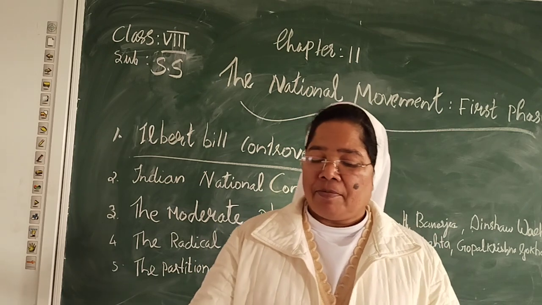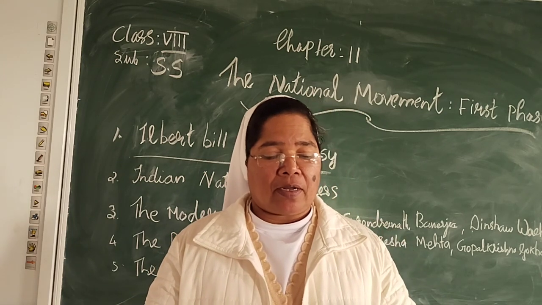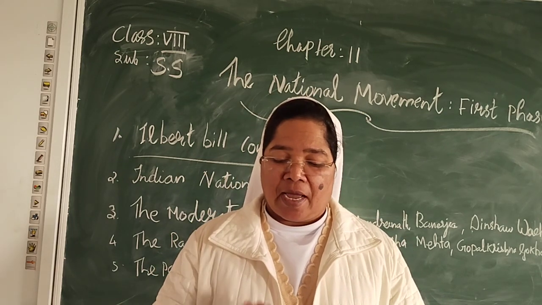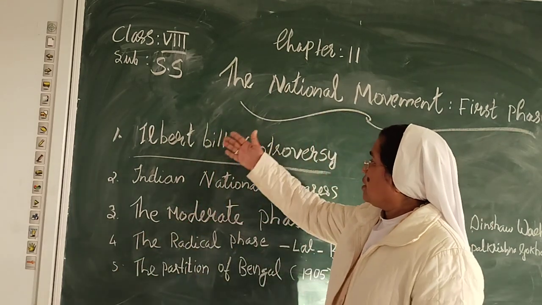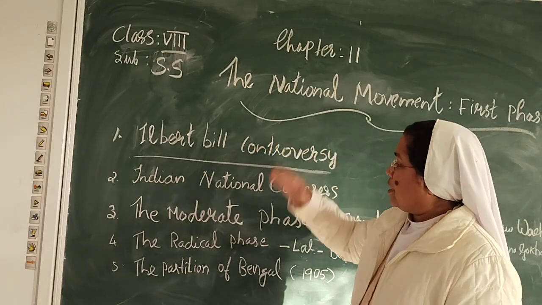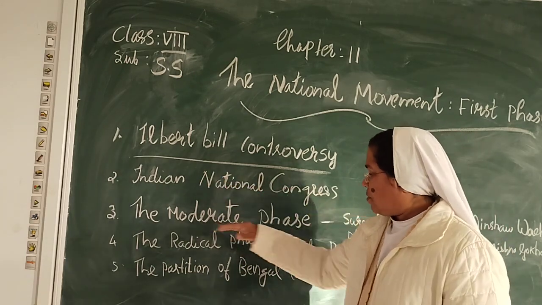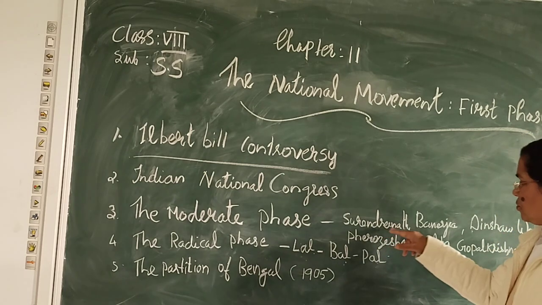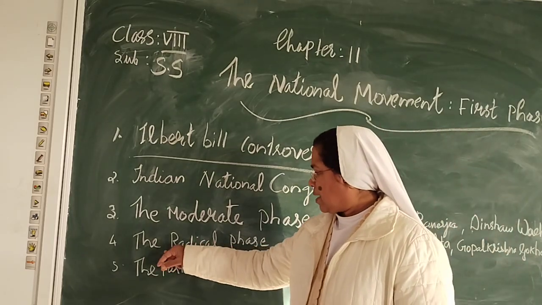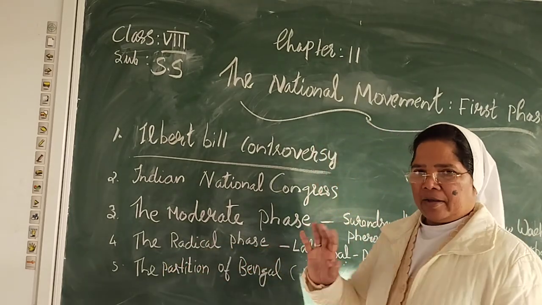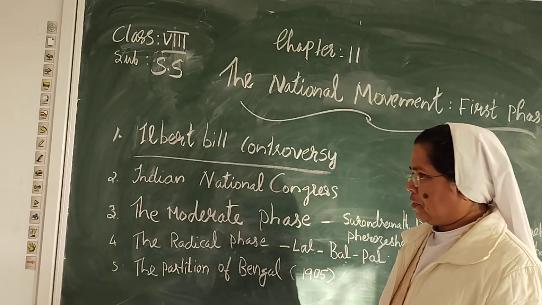So this is the main important point, the partition of Bengal, and we have studied today the Indian National Congress, how it started, then the moderate phase with the three persons, the British attitudes towards the Congress, and the radical phase. Then the partition of Bengal.